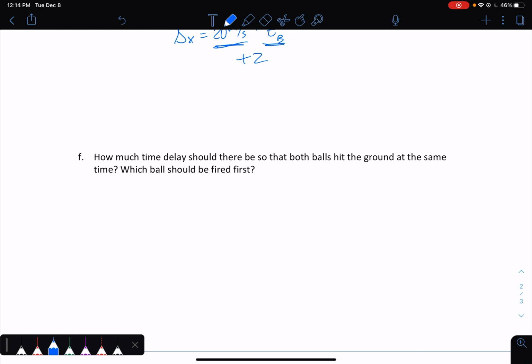And then how much time delay should there be so that they both hit the ground at the same time? So ball 2 should be fired first because it takes longer. And the delay that you should have is 2 minus square root 2 seconds. So each of those things got you a point.